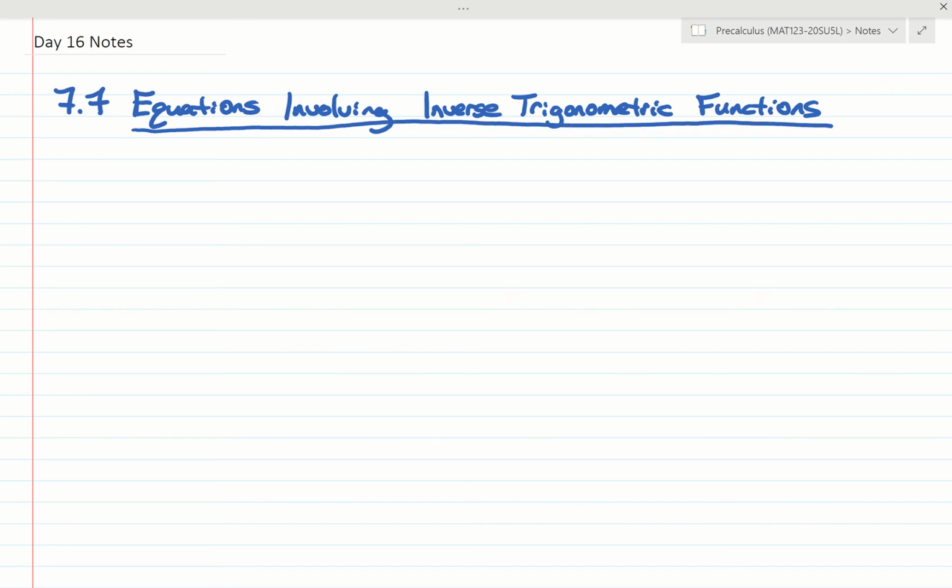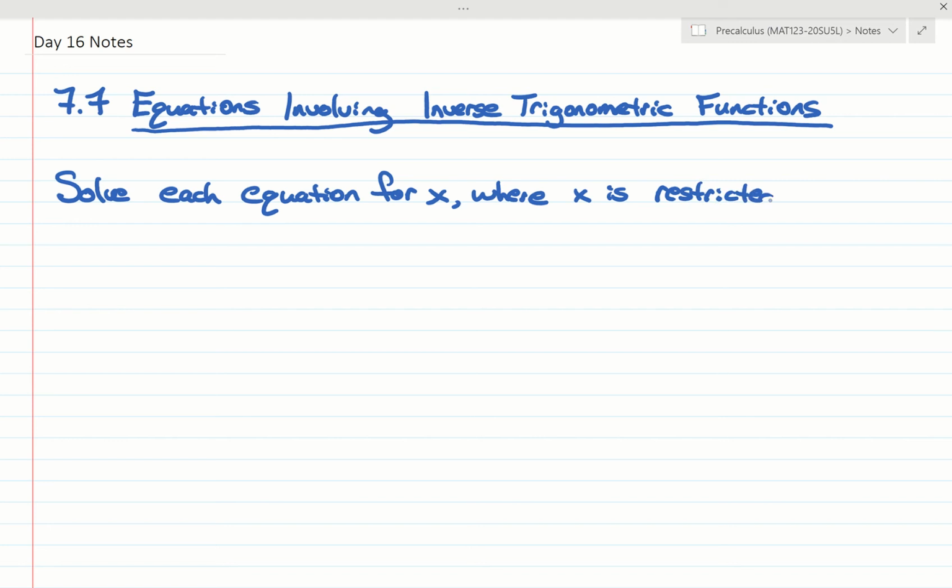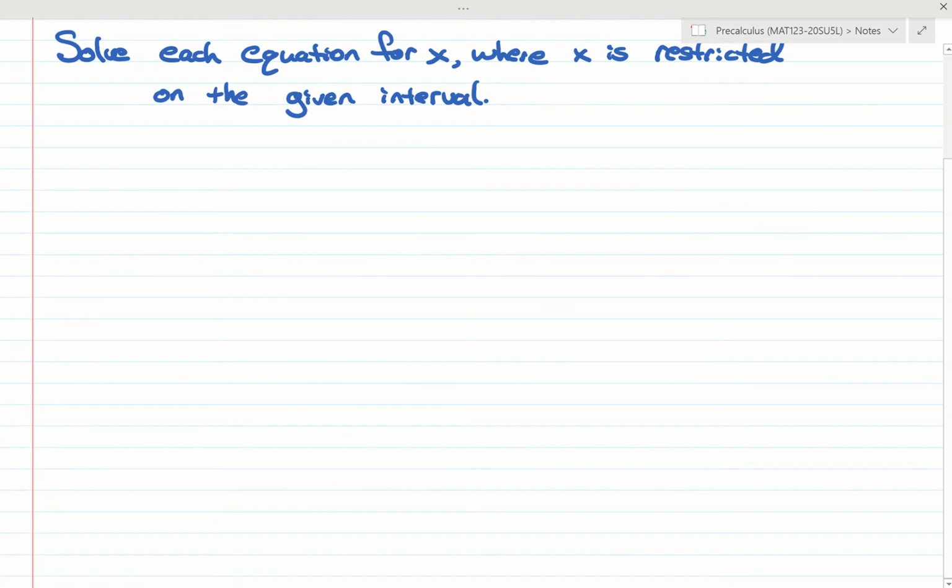And our directions are going to be this. Solve each equation for x, where x is restricted on the given interval. These are actually pretty easy, so let's get started. I have 4 for us.